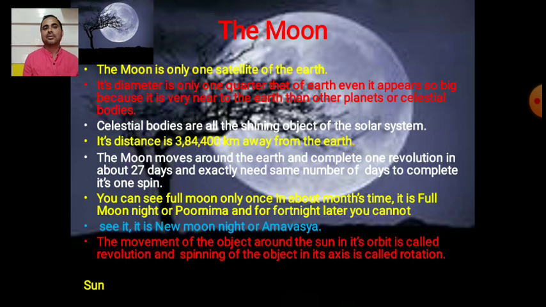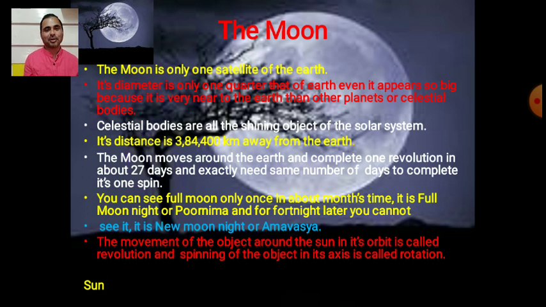Here we talk about celestial bodies. Do you know what celestial bodies are? Today at night you go out from your room or go to your terrace and look into the sky.